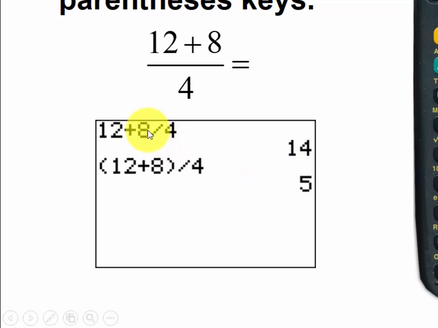The reason why is the calculator will compute the order of operation. It will divide before it will perform addition. In this example, we wanted to perform addition first, then division. So if we add parentheses around the numerator, the addition part, we'll get the correct answer of 5.